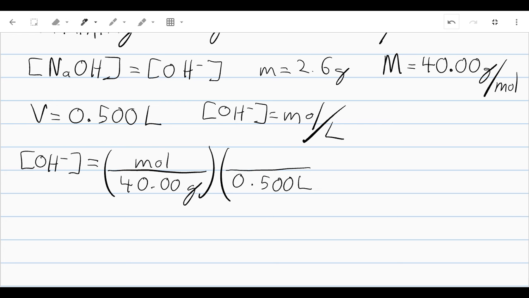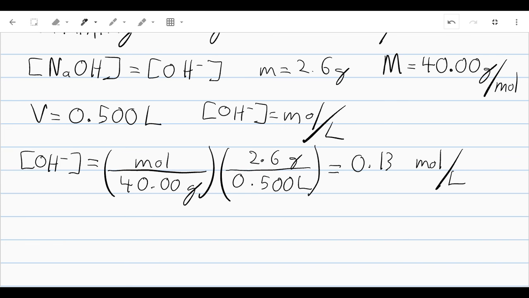Now, this doesn't give us our answer, though, because we still need to get rid of the grams. So we're going to multiply on top by 2.6 grams so that the grams cancel out with each other. This is going to give us a concentration of 0.13 moles per liter. So that is our concentration of the hydroxide ions here.